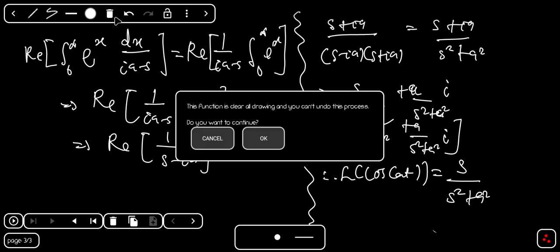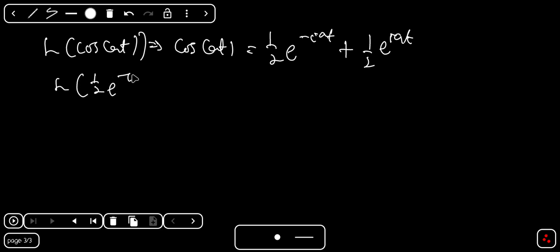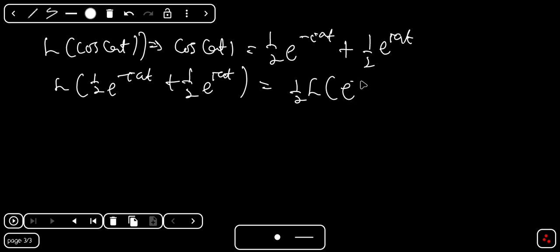But if you want to use the Euler method, we know that cos at is equal to 1 over 2 e raised to the power of minus iat, plus 1 over 2 e raised to the power of iat. Taking the Laplace transform, this will be equal to 1 over 2 times the Laplace transform of e raised to the power of minus iat, plus 1 over 2 multiplied by the Laplace transform of e raised to the power of iat.